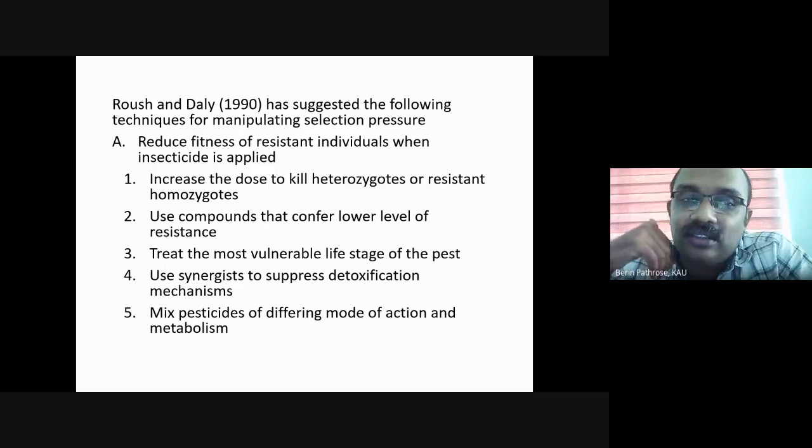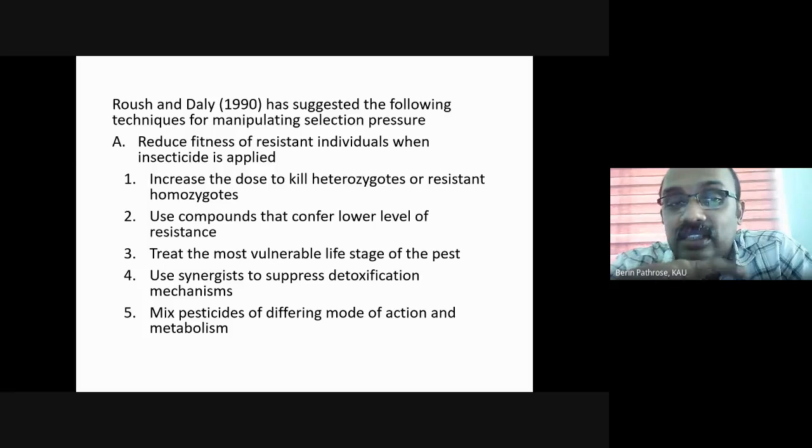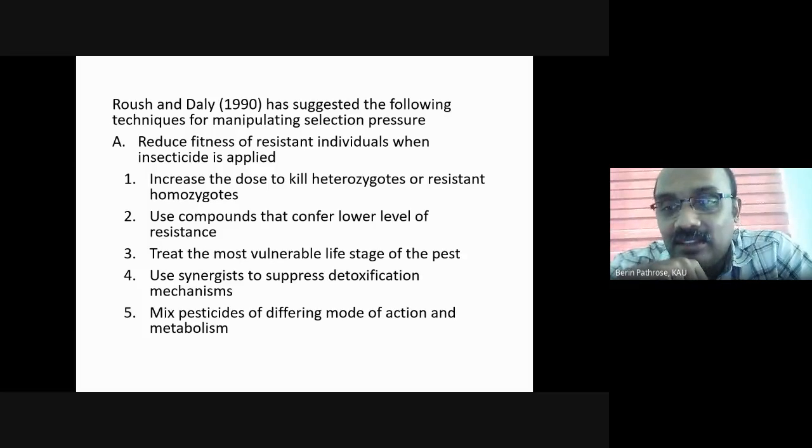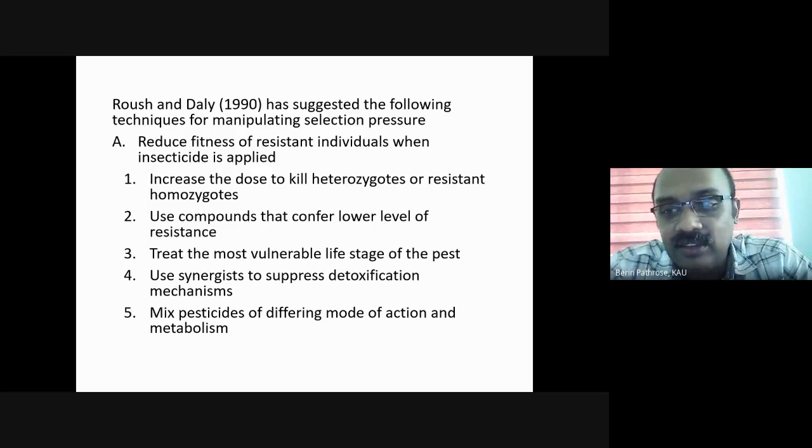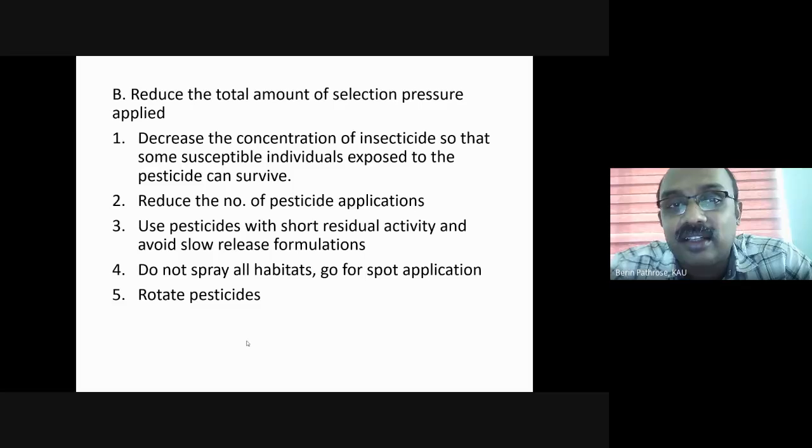So he has suggested the following techniques. Actually, these techniques he has classified basically into two. The first strategy is to reduce the fitness of resistant individuals when the insecticide is applied. I will explain these things in detail.